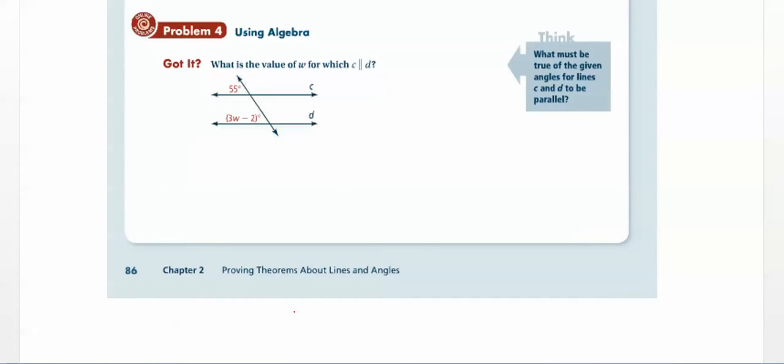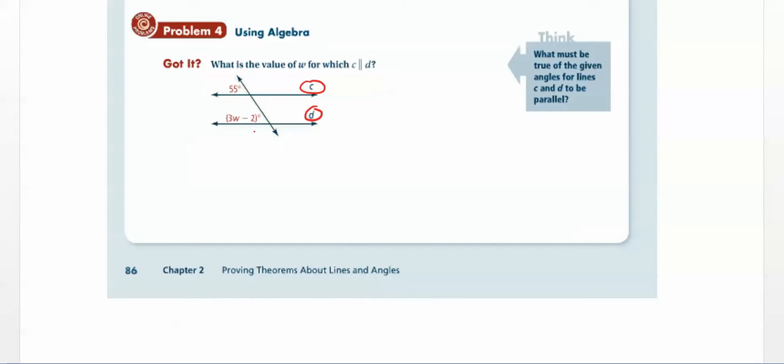Okay, one more problem and then we'll be done with these notes. This is page 86. We're looking at the one that says problem 4. So the question is, what is the value of W for which C is parallel to D? This isn't that different from the problems in 2.2. They're just asking the question in a different way. They're asking what value of W, when you plug it in, would make these two lines parallel to each other.